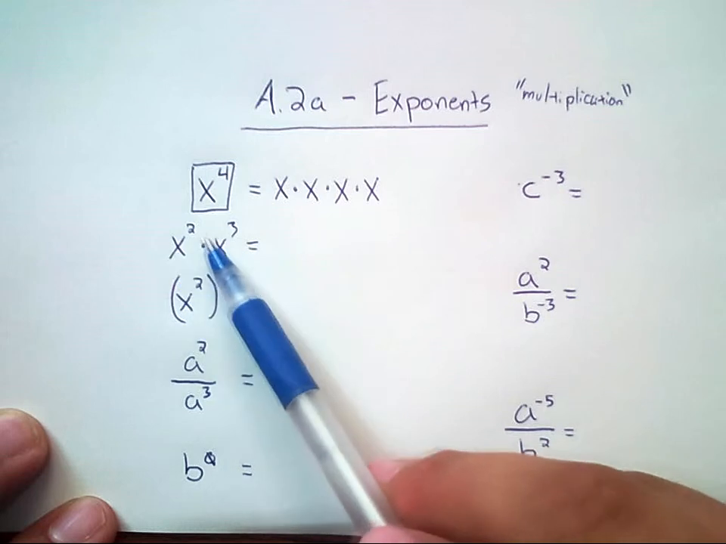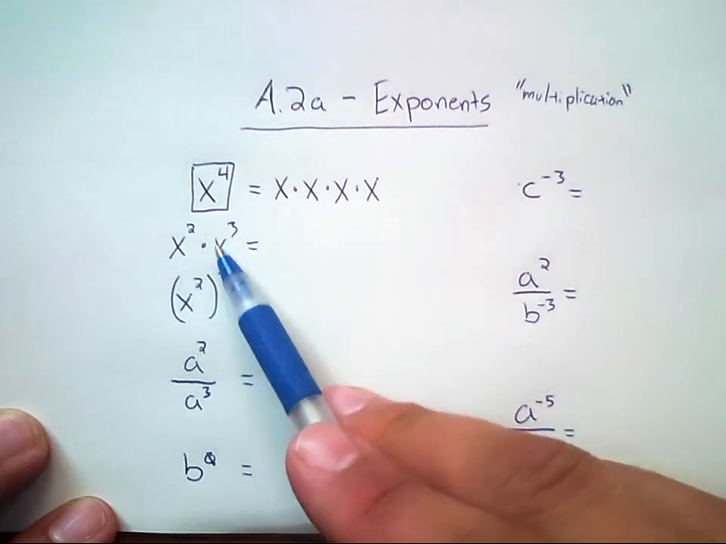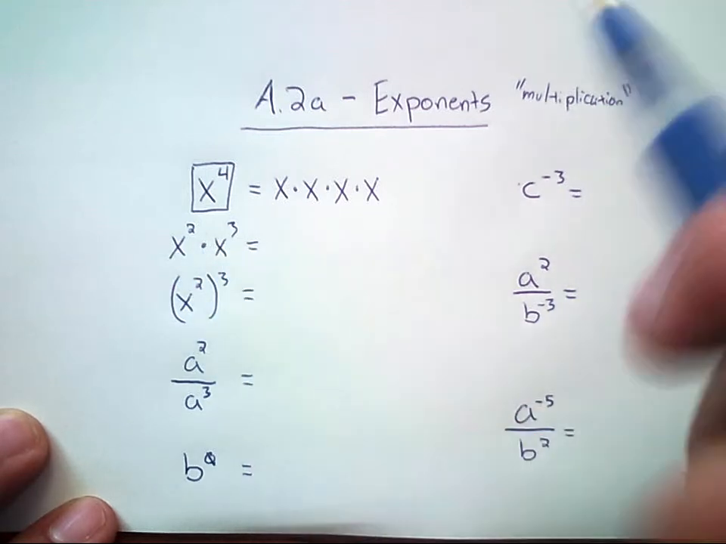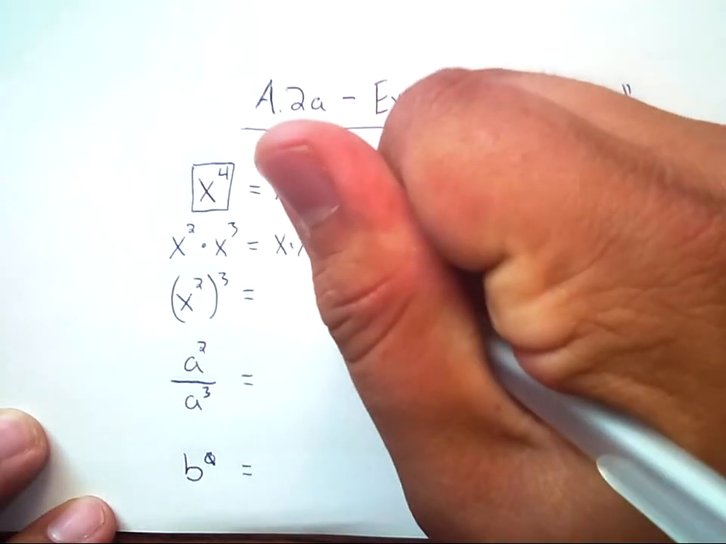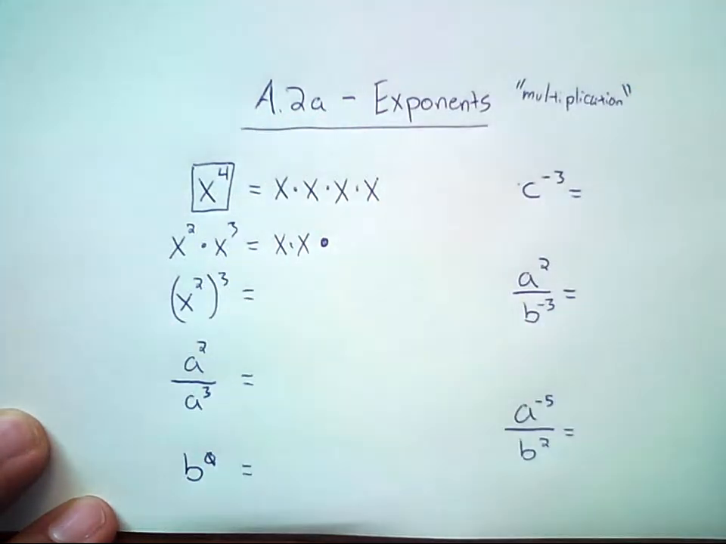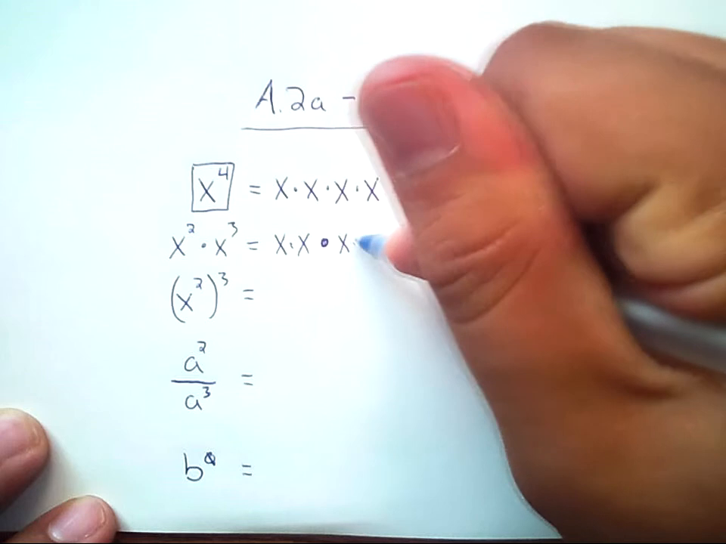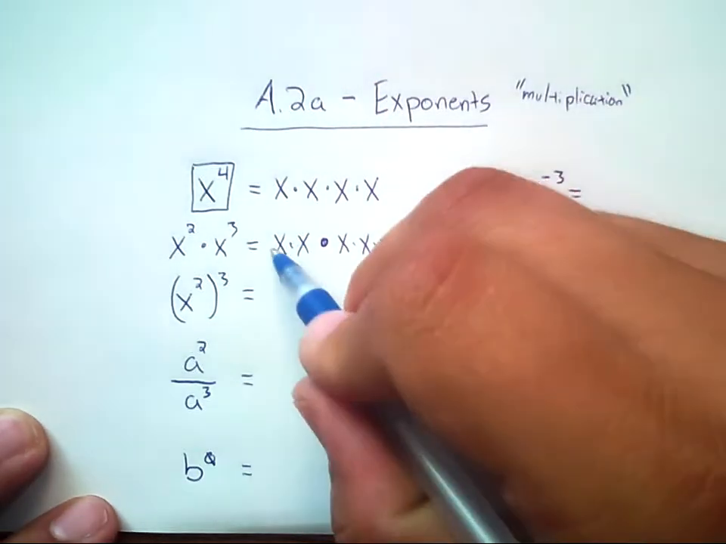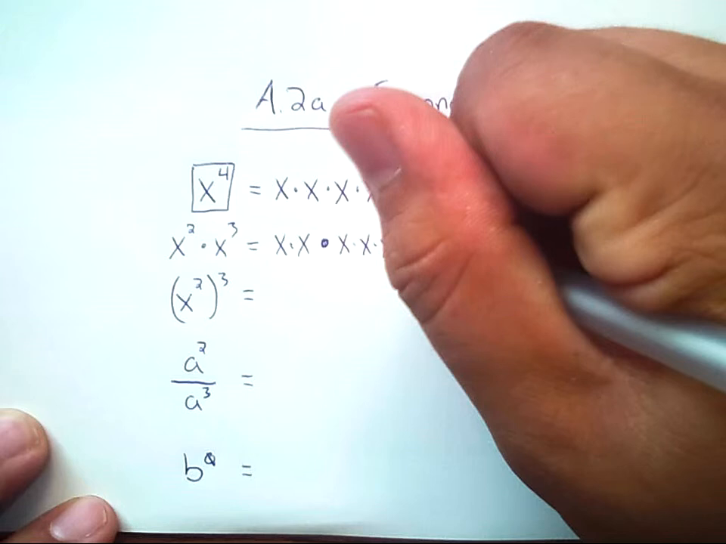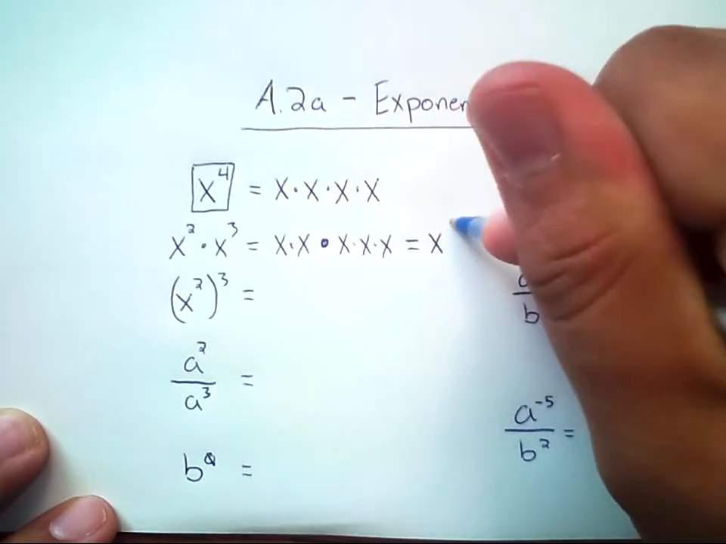Case in point, the second problem here I have set up, we have x squared times x cubed. Well, x squared is x times x. I'm going to put a big dot to represent the dot that's right there. And then x cubed would be x times x times x. Well, just count how many bases you have. 1, 2, 3, 4, 5. And since it's all multiplication, that would be x to the fifth.